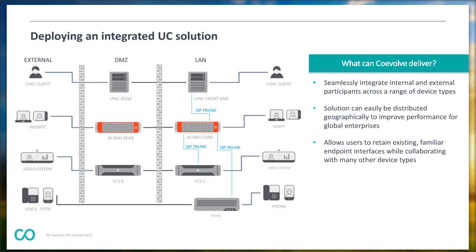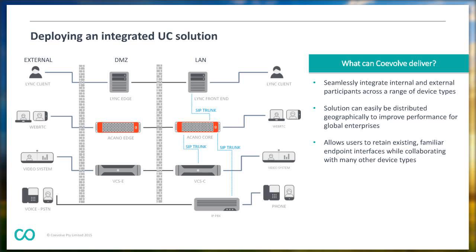So let's look at the deployment of this, and this is a very simplified representation of how this can look, and we touched on the flexibility at the beginning of the session when we talked about the ability to deploy our solution in a hosted, on-premise, or even a cloud-based multi-tenant environment. This, for simplicity's sake here, is shown as an on-premise deployment where you can see the two different elements of the co-evolved solutions. So there's the Acano Core appliance, which can be a physical or virtual appliance, and then the Acano Edge piece, which sits in the DMZ and faces out towards external users.